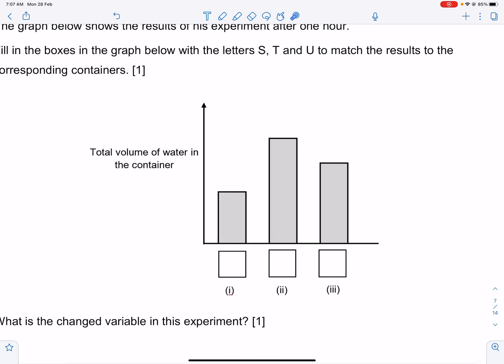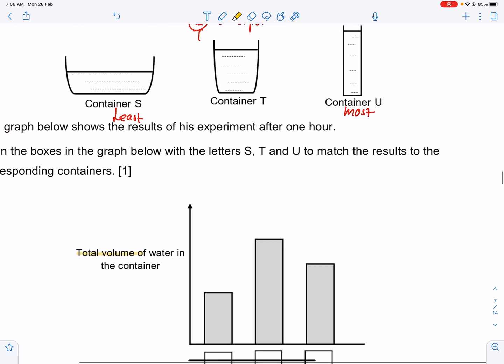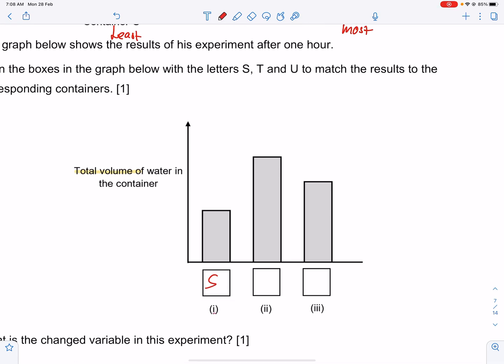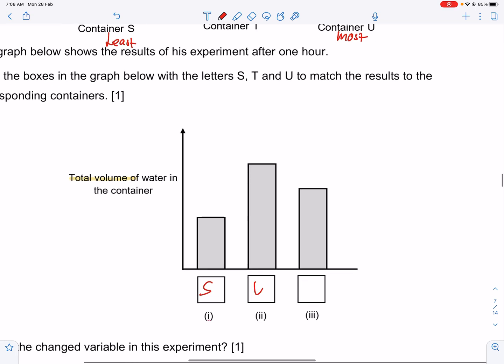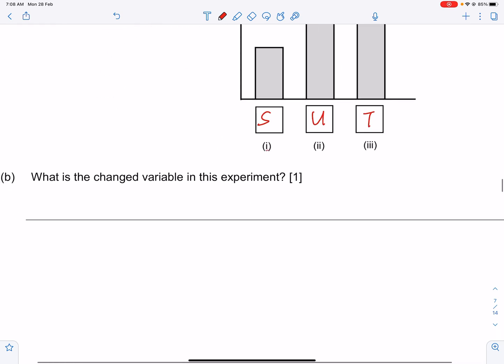So therefore, when you read a graph, make sure you are sure of what it stands for. On the y-axis here, it stands for total volume of water. So once again, the one with the least, we did say it is going to be S. The one with the most is going to be U. And the one that's in between is T. So what's the change variable?